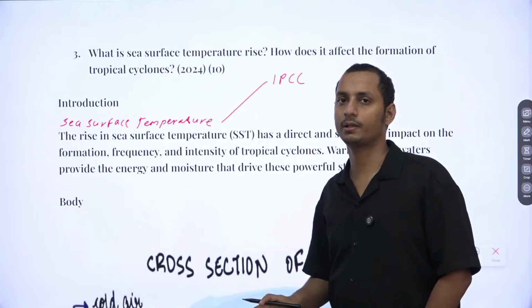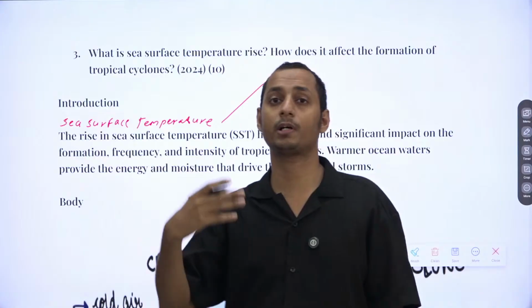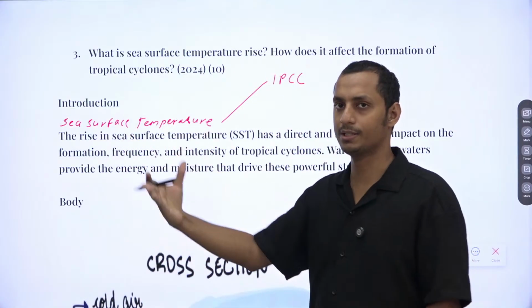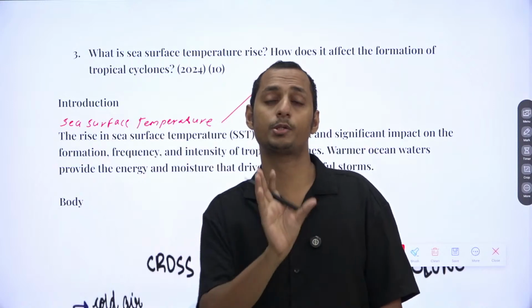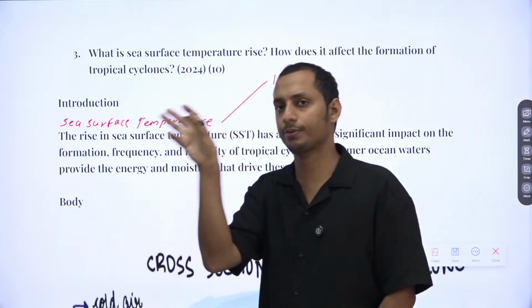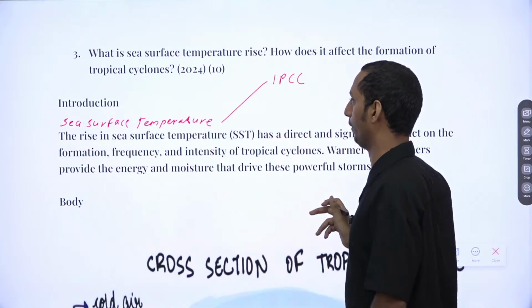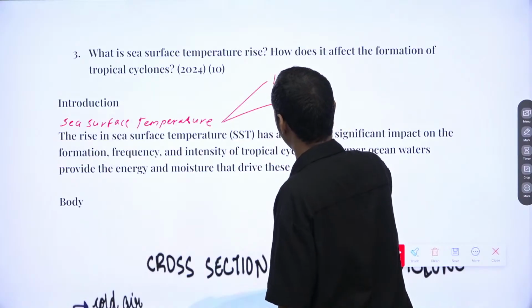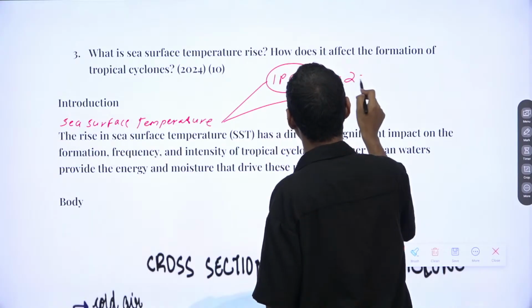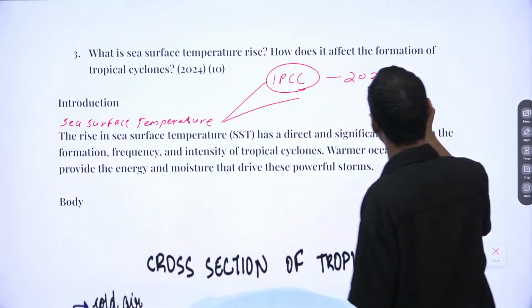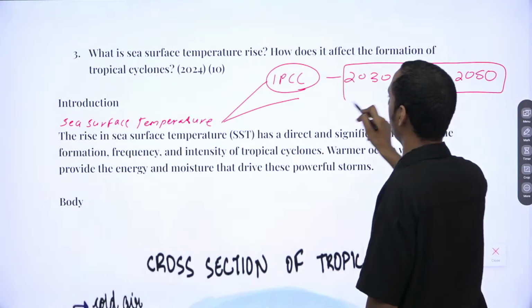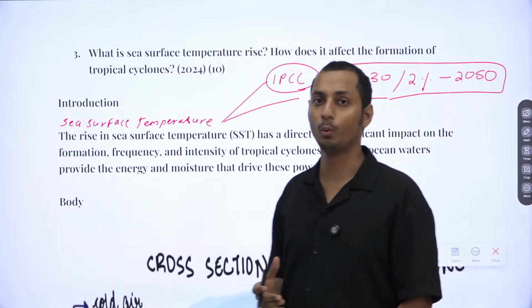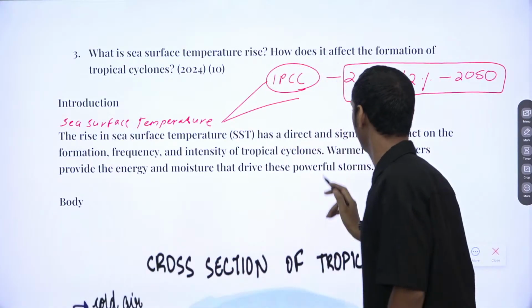It basically states that the global sea temperature is expected to rise by some degrees, and it can also lead to the formation of tropical cyclones. So try to link sea surface temperature and tropical cyclones in the same introduction. Provide an IPCC report saying it is expected to increase by 2 to 3 degrees by 2050 or something. You don't have to be exactly statistically correct. You could just mention 1 degree, 2 degrees if you don't have any.